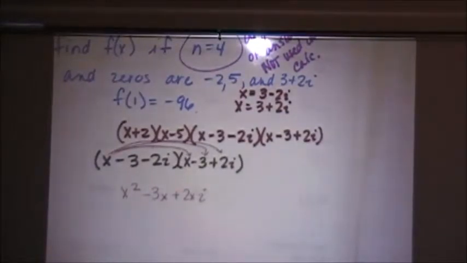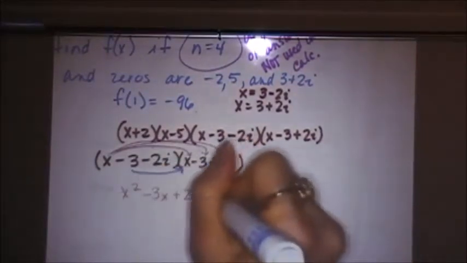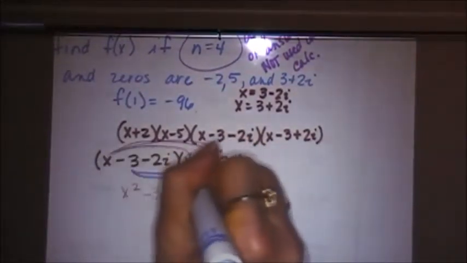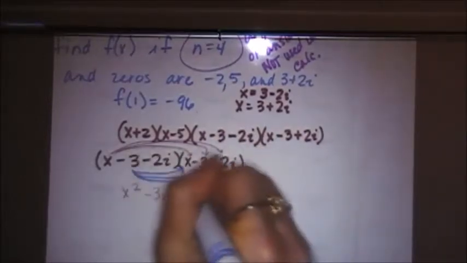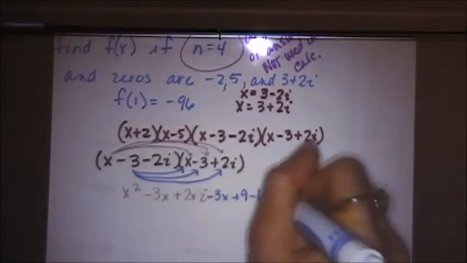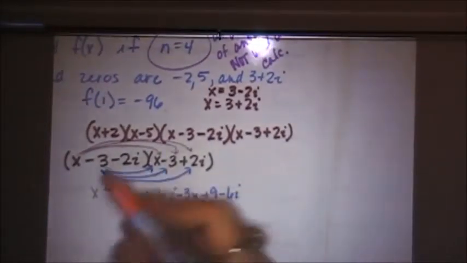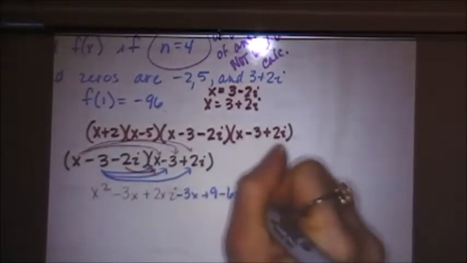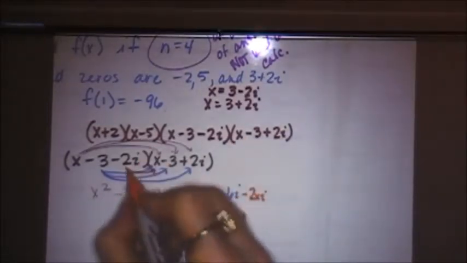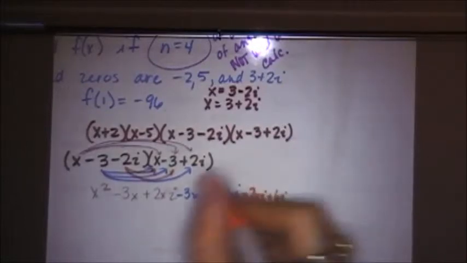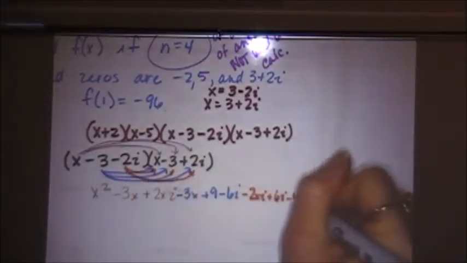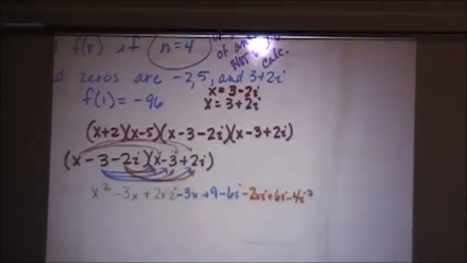All right, I'm a third of the way there. Let me switch colors so we can kind of see what's going on. Now I'm going to do the -3. It gives me minus 3x plus 9 minus 6i. Change colors again so I won't lose my place. Now I'm going to do -2xi plus 6i minus 4i squared.